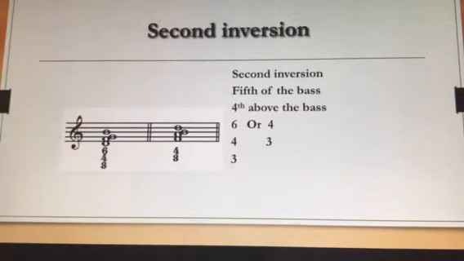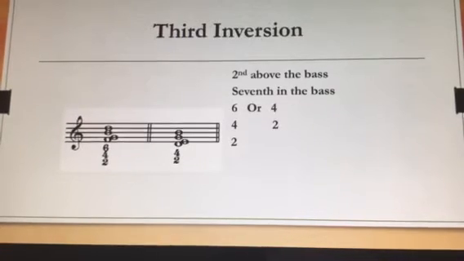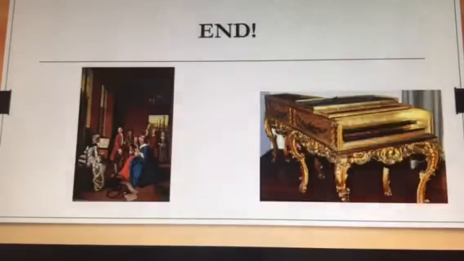So we're going to have, in the first example, G, B, D, F, and the other example is going to be B, D, F, A. Third inversion, 2 above the bass. So from F to G is 2, so the chord is G, B, D, F. And the second one, from D to E, is going to be E, G, B, D.